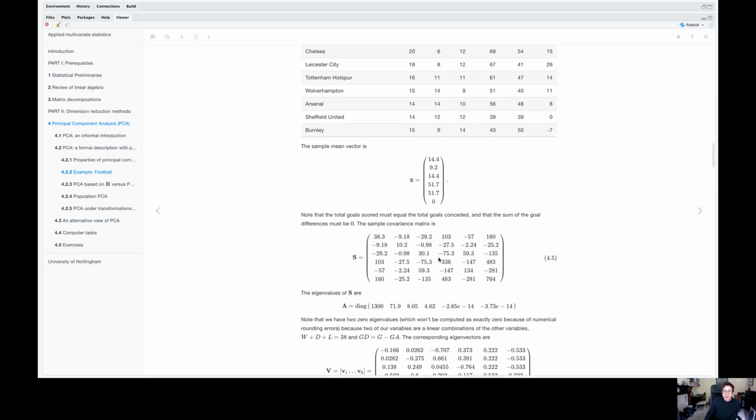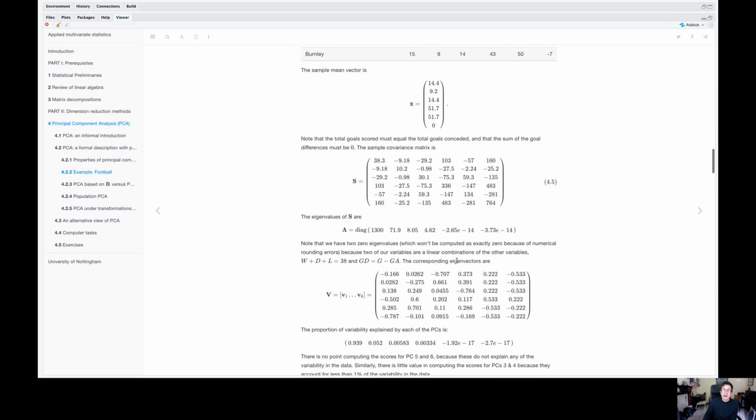So if we work out the sample covariance matrix, we get the matrix here. And then if we do principal component analysis on this data, or if we take the eigen decomposition of it, we find the following eigenvalues. So the first thing to note is that, as we said, the last 2 eigenvalues are 0. They're not exactly 0 because of numerical error on a computer, but essentially 0. The first eigenvalue is much bigger than the others. So 1300 for the first eigenvalue compared with only 72 and then 8 for the next one.